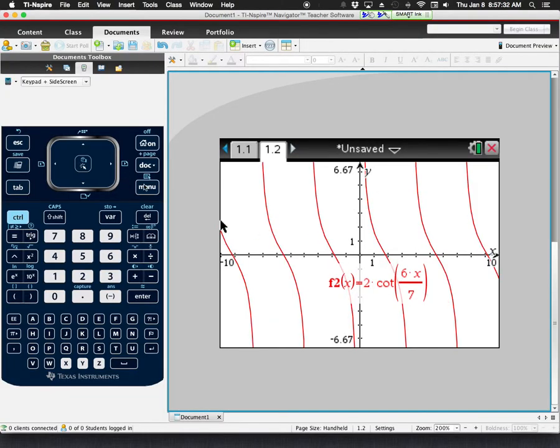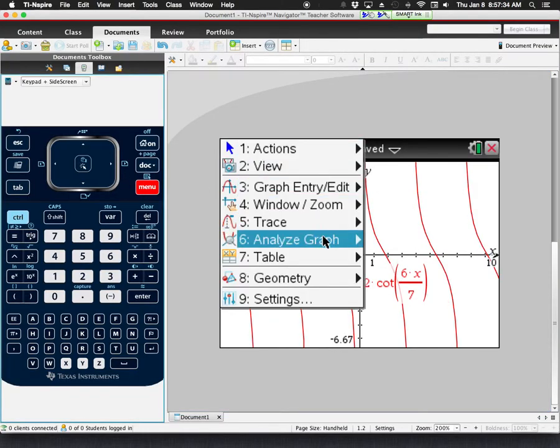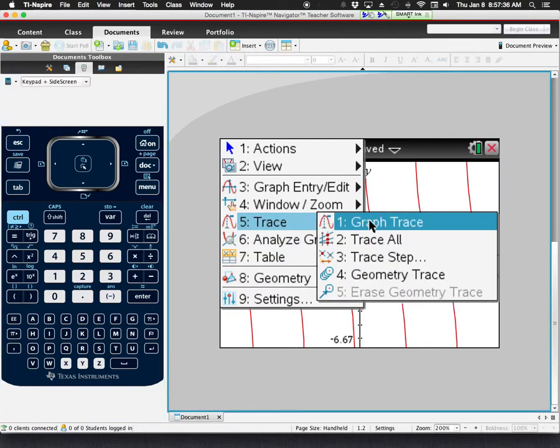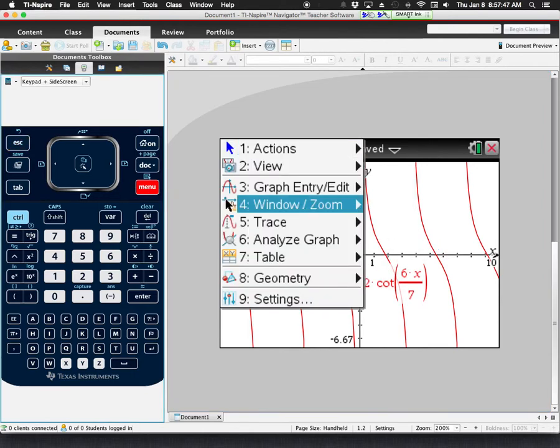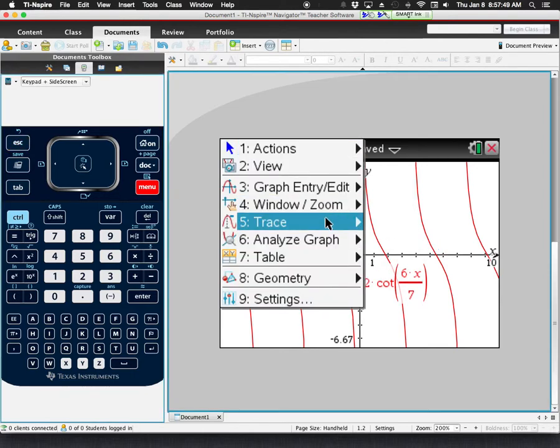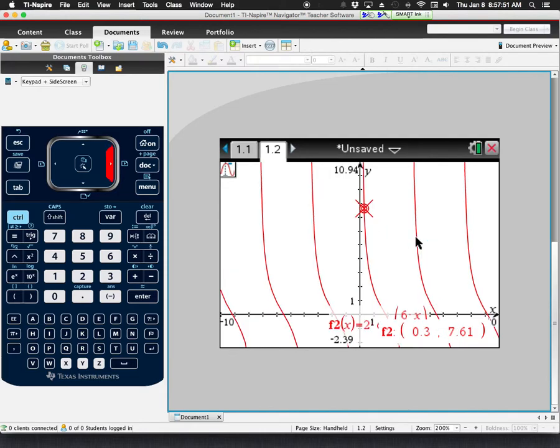So let's do that. Menu, trace, graph trace, enter, exit. Where'd it go? Oh, it's 0. That's not it. Menu, trace. There we go. Exit. So what did I say? 7 pi over 12? 7 pi over 24, yeah. So there we go.